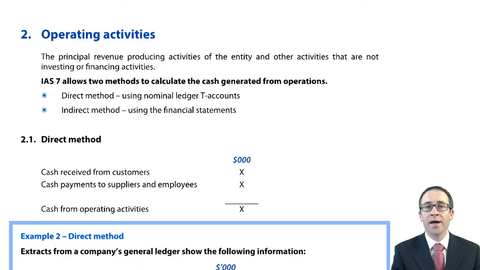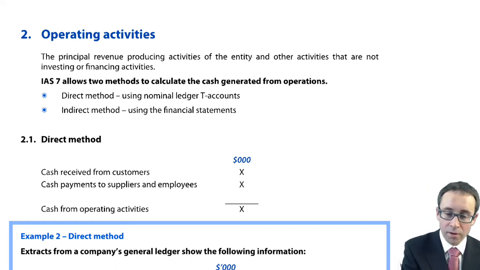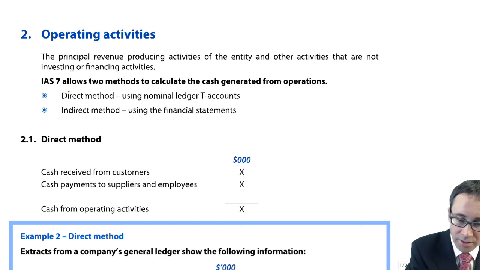Let's go through now and look at how we calculate the cash flows from your operating activity. So remember, your operating activities is looking at your day-to-day business, isn't it? So how do we generate cash from the buying and the selling of goods? There are two methods in which we can work out your cash generated from your operating activities. And the first one is the direct method.